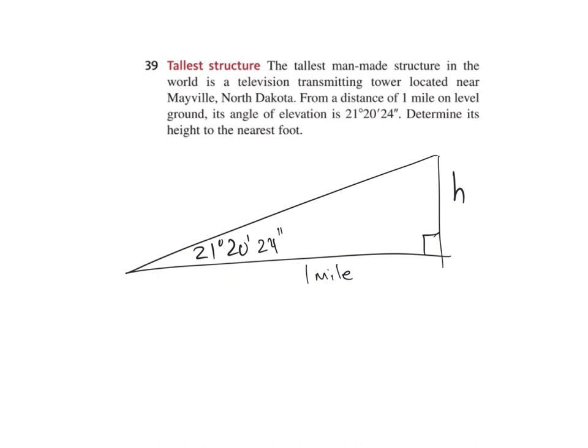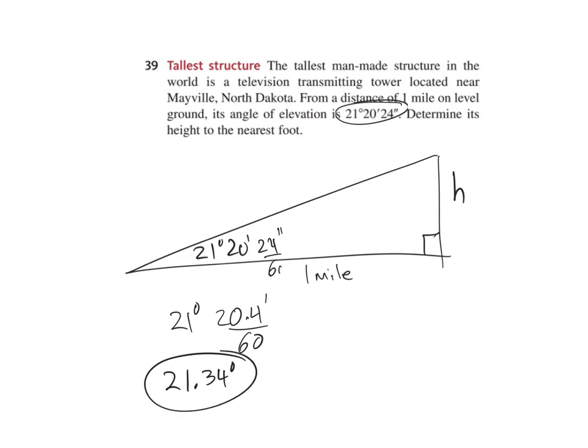Tallest structure. All right, so you have to convert this. You take 24 divided by 60. That gives you 21 degrees and 20.4 minutes, and then you take that divided by 60 to convert it into the decimal. So 20.4 minutes divided by 60 is 21.34 degrees total. So you have to divide by 60 both times, but you had to do this first to get that decimal.